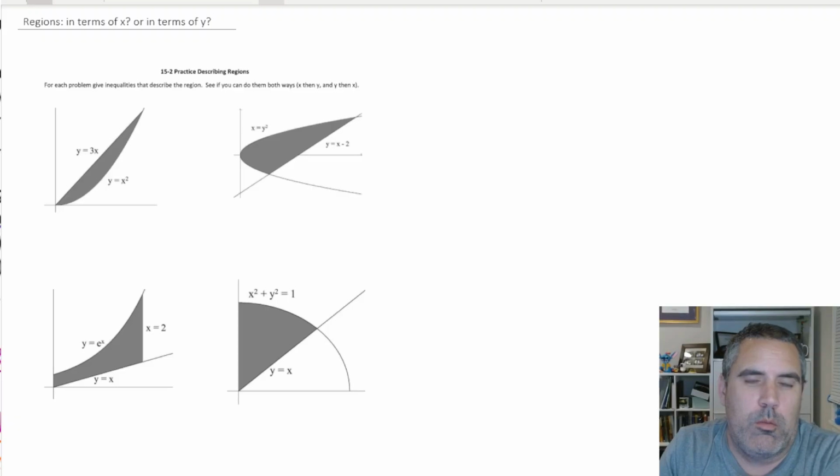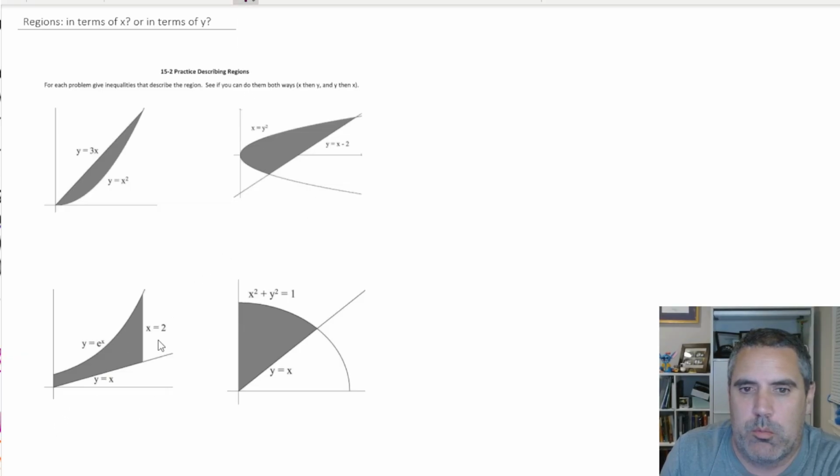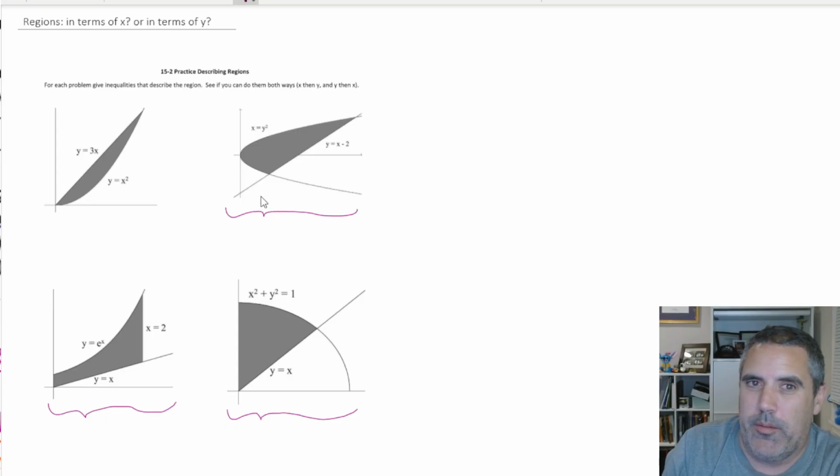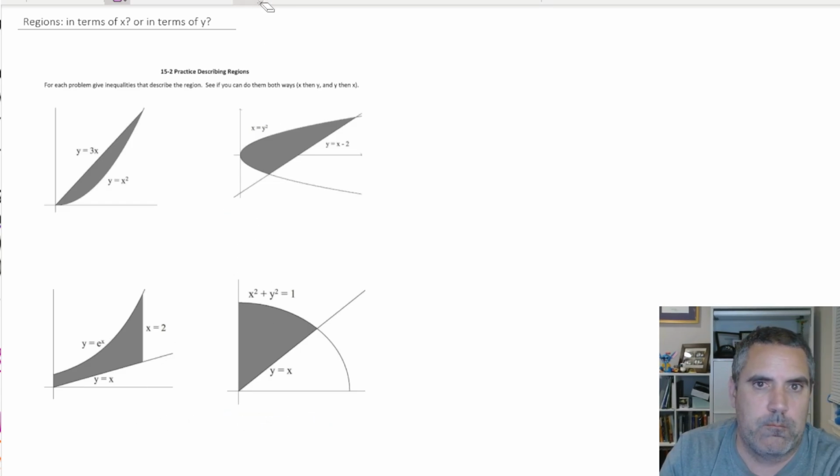This is from one of my many review sheets on describing regions on my Math 126 website. What I usually do with this is I ask students X or Y. Basically, we walk up to a picture and ask, would you rather use X or Y? For this picture, would you rather describe it in terms of X or Y? And there's an easy way in a few moments to know which one.